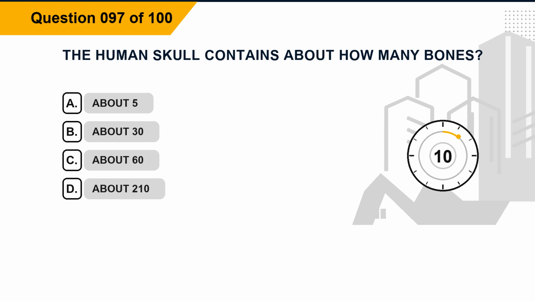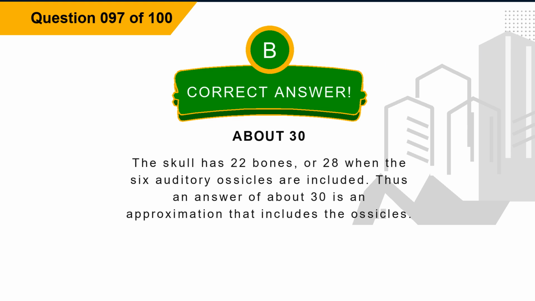Question 97. The human skull contains about how many bones? Option A. About 5. Option B. About 30. Option C. About 60. Option D. About 210. The correct answer is option B. About 30. Explanation. The skull has 22 bones, or 28 when the 6 auditory ossicles are included. Thus an answer of about 30 is an approximation that includes the ossicles.